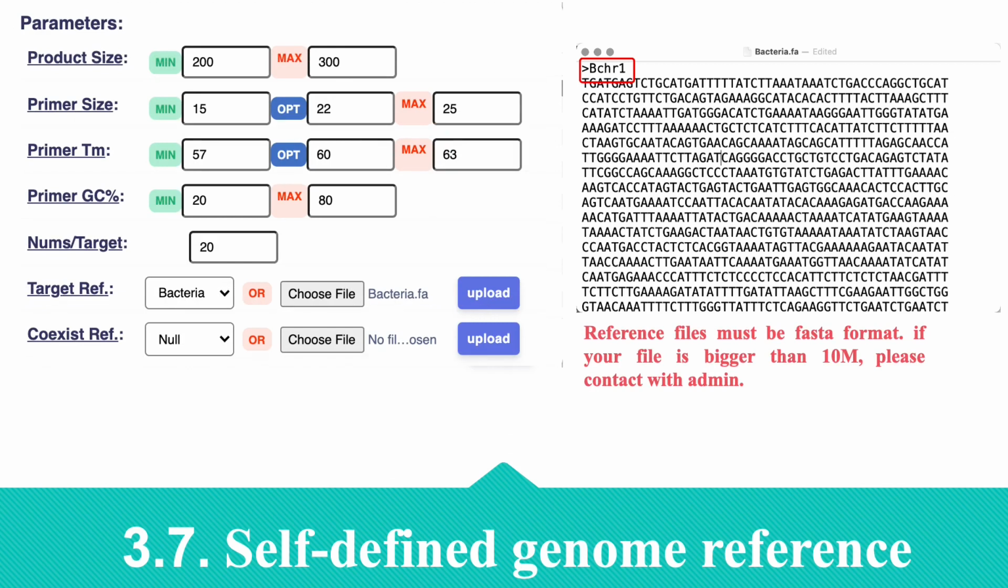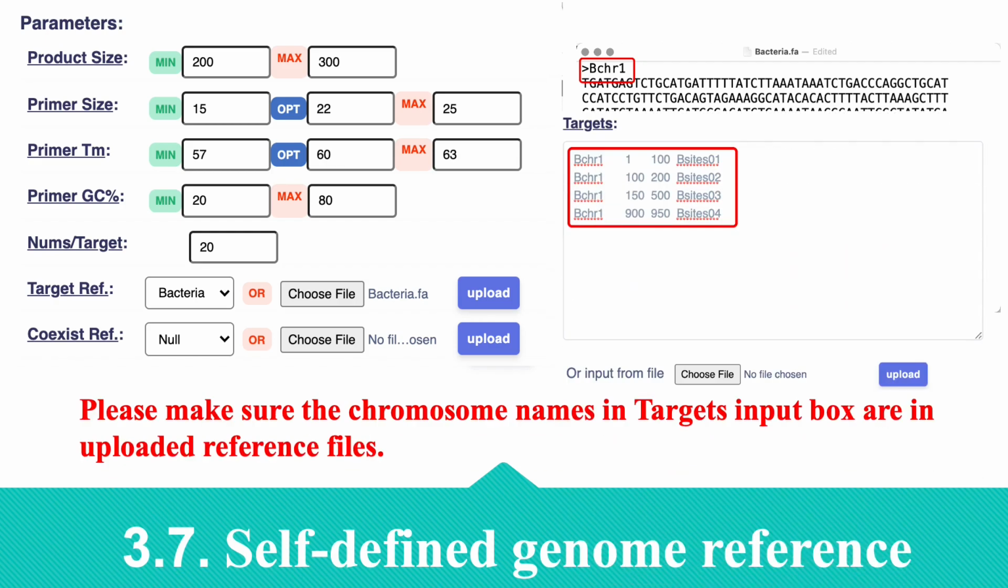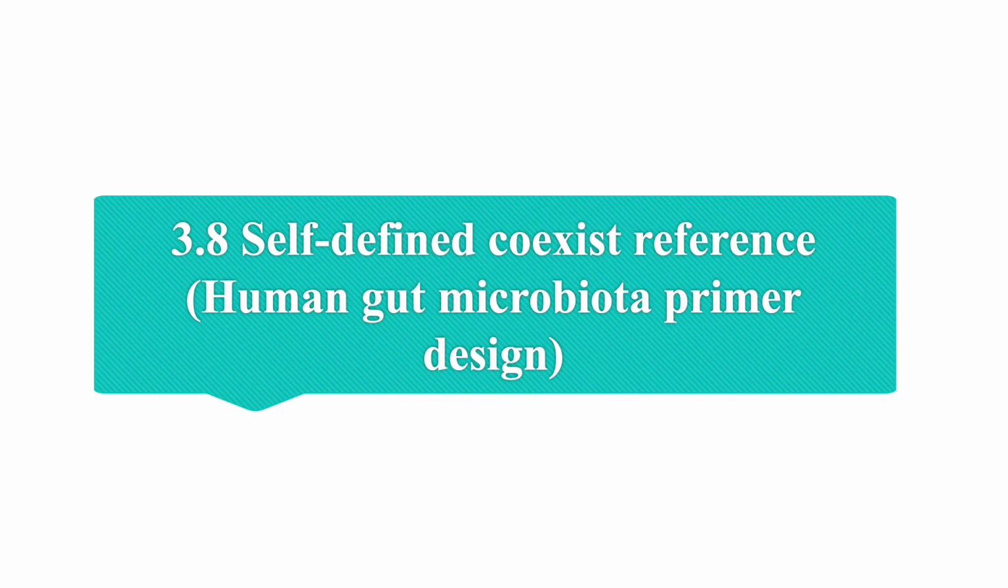If your file is bigger than 10 MB, please contact the admin. Please make sure the chromosome names in the Target's input box are in the uploaded reference files. Now you have finished your reference file uploading. Keep other parameters as default. You can start your primer design.